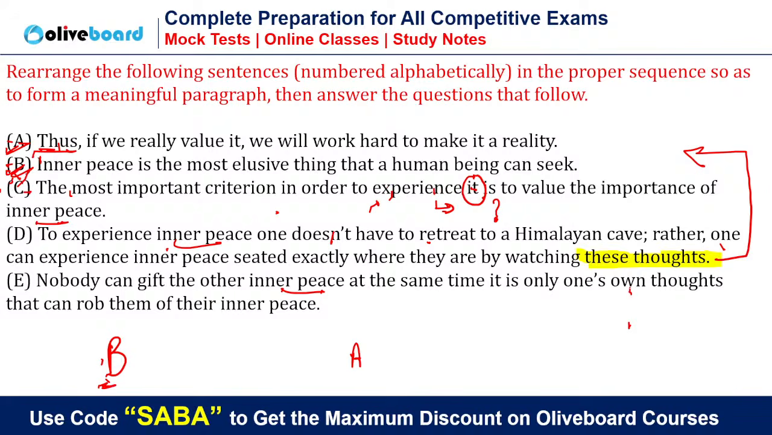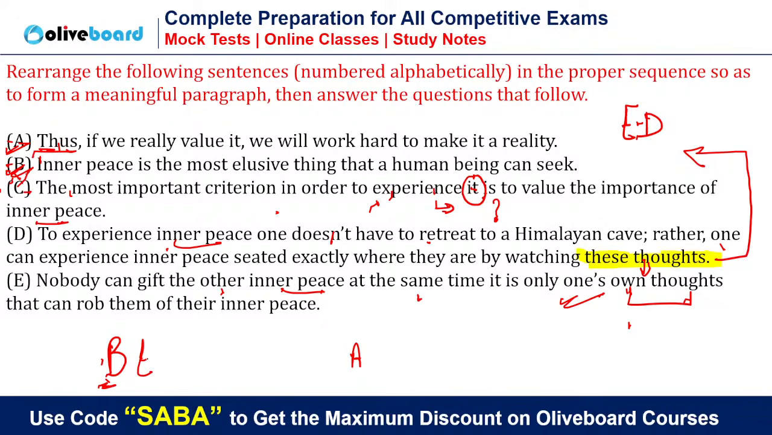It means immediately. This is what I meant by the pair of demonstrative pronouns: D will come after E, ED will form a pair. This is what I meant. Sentences will be lengthy, but you have to be careful. One's own thoughts means nobody can give the inner peace at the same time. It is only one's own thoughts that can rob them of their inner peace.